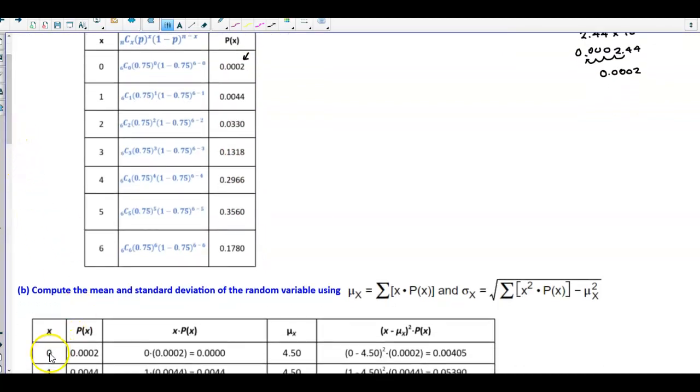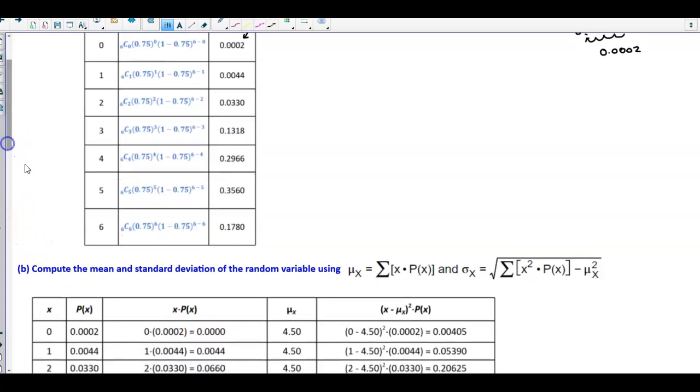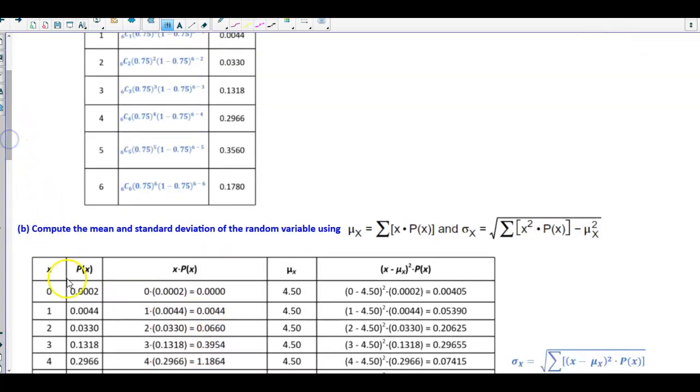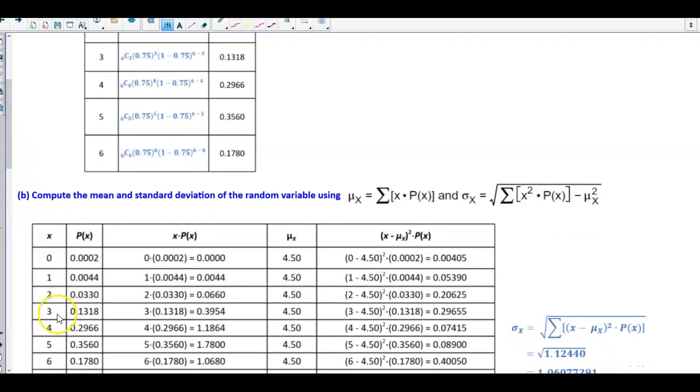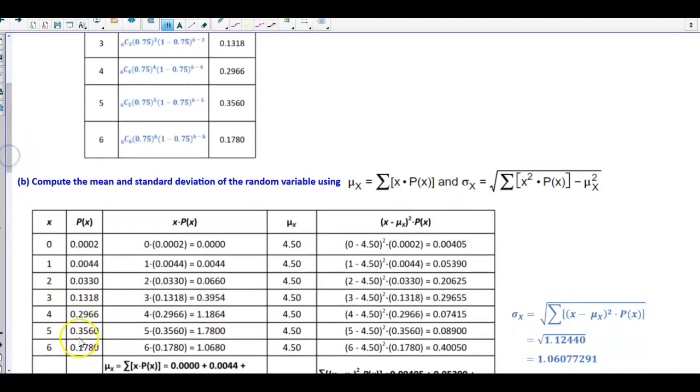If you recall, we take x, which is 0, and multiply by the probability of 0.0002, and so we get 0. Next we take the value of 1 and multiply it by its probability of 0.0044 to get 0.0044. Next, we take 2 and multiply by its probability of 0.0330 to get 0.0660. Then we take 3 and multiply by its probability to get 0.3954. 4 times its probability gives 1.1864. Then 5 times the probability gives 1.7800. And then 6 times its probability gives 1.0680.